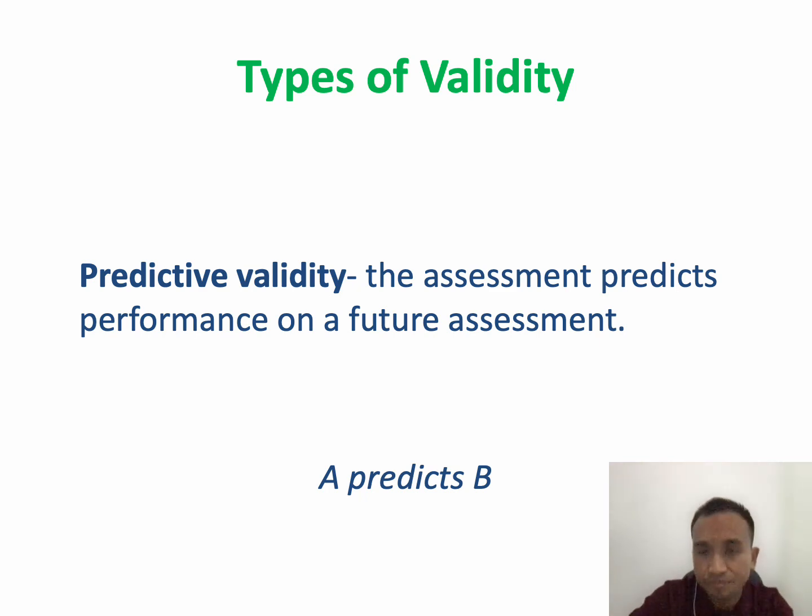Another example, interim assessment can sometimes be used to predict students' performance on summative assessment. Let's say after you take your exam in UMPTKIN, you didn't pass there, and then you take another exam. Okay, so predictive validity here means that A predicts B. This is a type of validity.